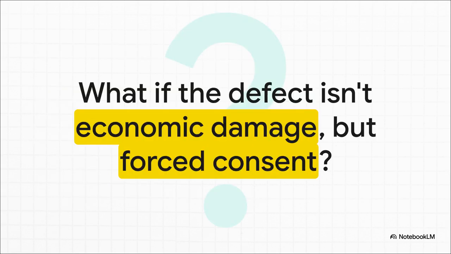Okay, so let's end with this question. We've mastered contracts with external damage, but what happens when the problem isn't the result, but the very beginning? What if the defect is internal, like someone's consent was forced or they were tricked? Well, that's a completely different kind of defective contract. That, my friends, is a voidable contract, and we're tearing that one down in the next explainer. I'll see you there.